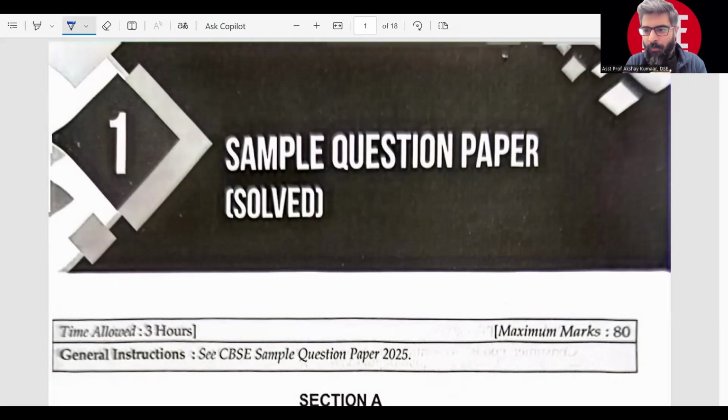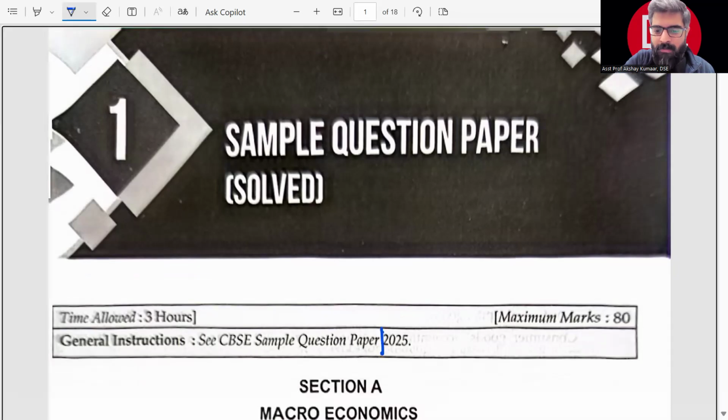Okay, I hope I'm audible to all my students who are attending this particular lecture for the CBSE Class 12th Economics course. In this lecture, I'm going to continue with the discussion of the 2025 CBSE sample paper for the Class 12th Economics course.